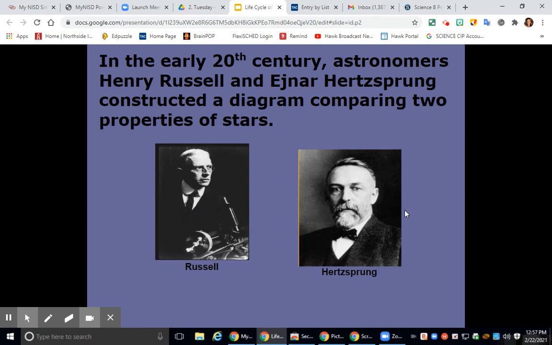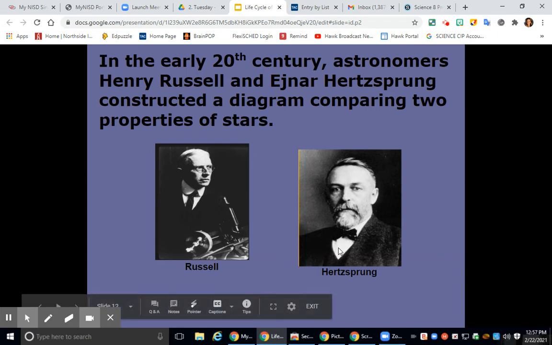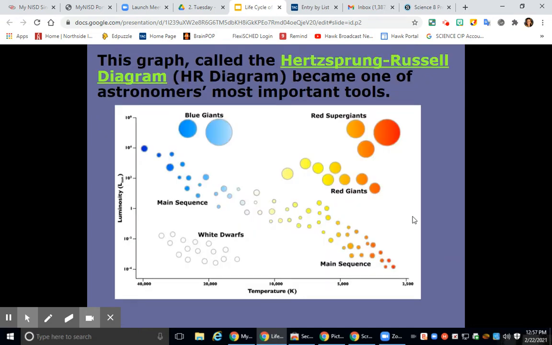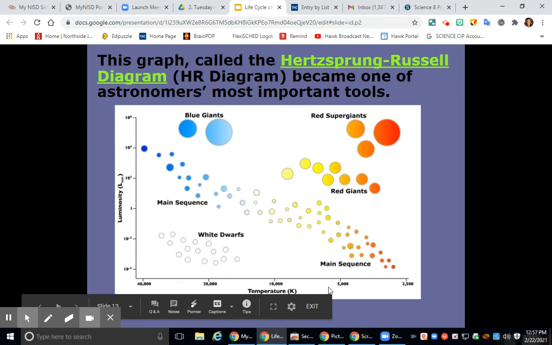Classification of stars. In the early 20th century, astronomers Ejnar Hertzsprung and Henry Russell constructed a diagram comparing two properties of stars. This graph, called the Hertzsprung-Russell diagram, or HR diagram, became one of the astronomers' most important tools. You can see stars are classified by their temperature, and temperature increases from right to left. So your temperature gets hotter and hotter as you go from right to left. That's on your x-axis, and then on your y-axis you have luminosity, or brightness.